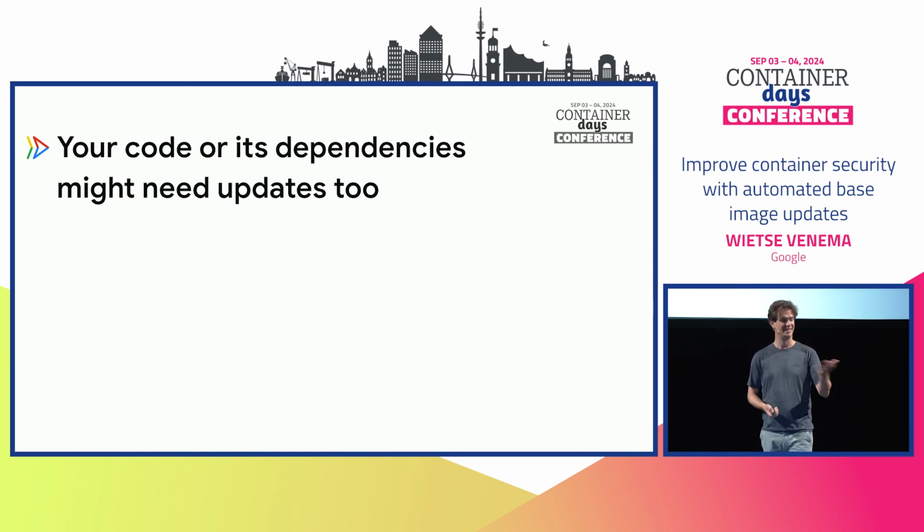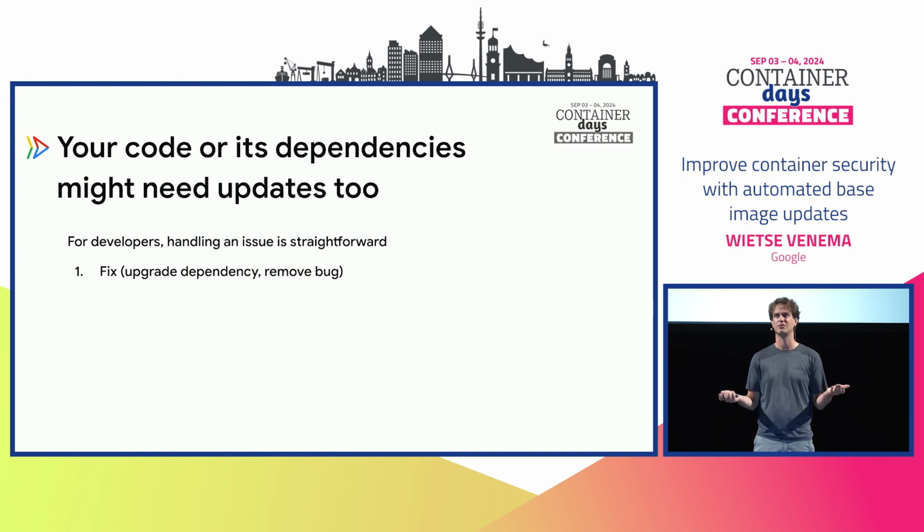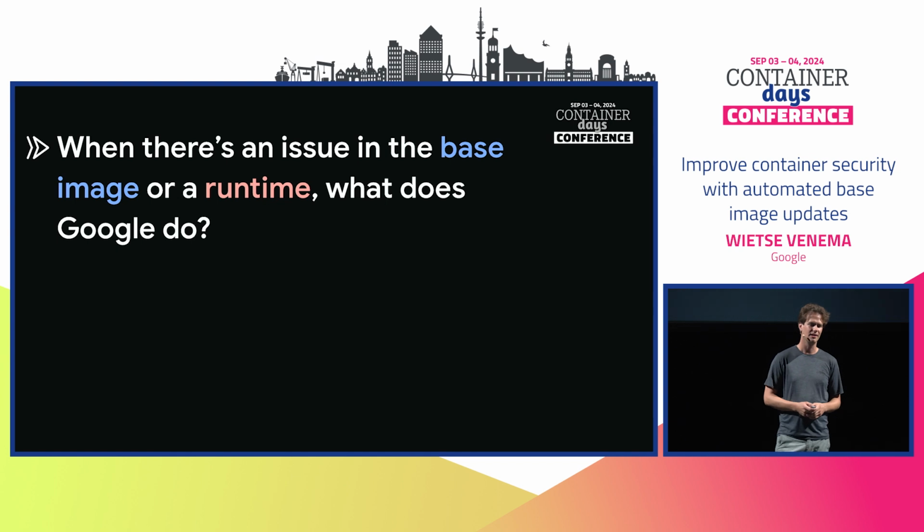And your code and/or its dependencies might need updates too, right? And for you, fixing that is very straightforward, right? Because you have your source code, you update the offending dependency or you fix your bug, and you redeploy, which implies a rebuild. Now, when there's an issue in the base image or in the runtime, what does Google do?